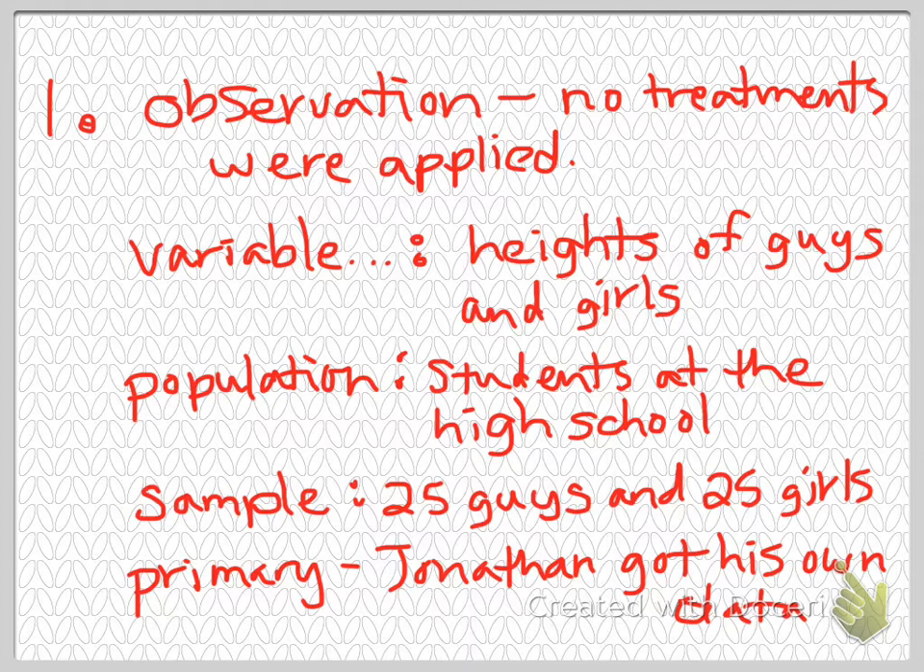This is an observation. There were no treatments applied. He simply measured the people. The variable of interest was the heights of the guys and the girls. The population, since he was concerned about students at his school, would be the students at his school. The sample in this study were the 25 guys and 25 girls that he measured. This data was primary because Jonathan collected his own data.